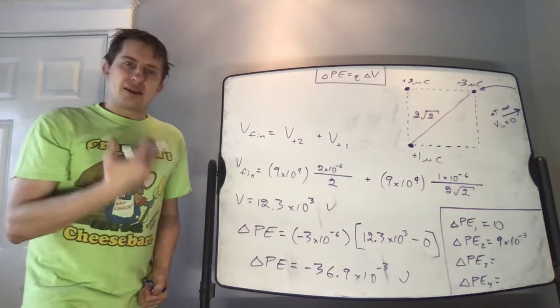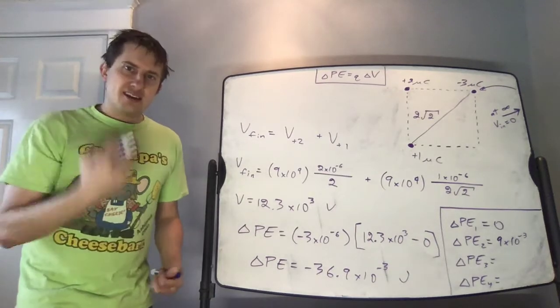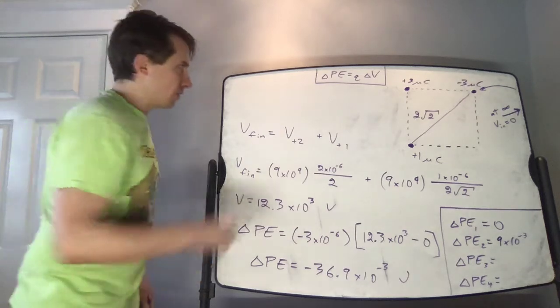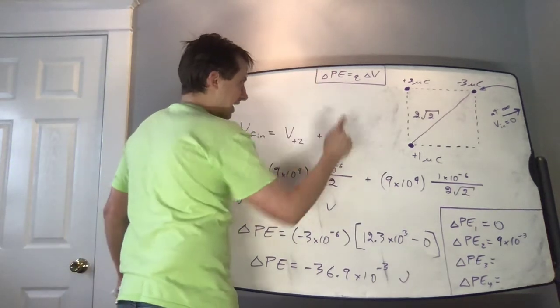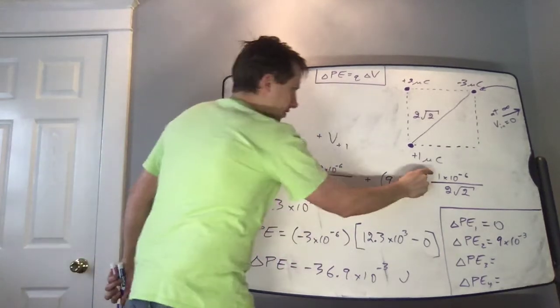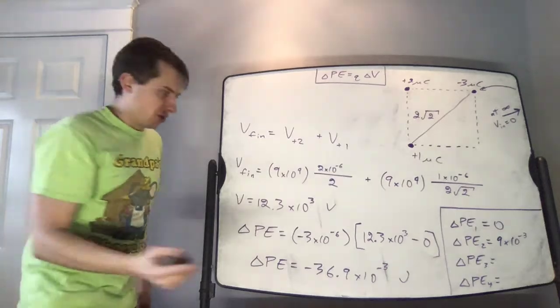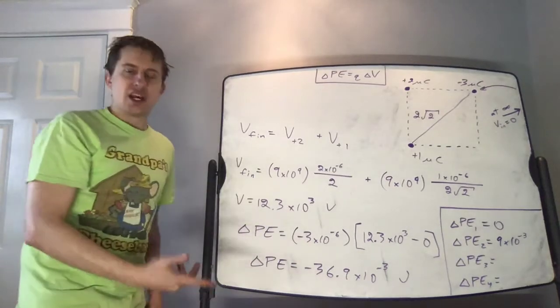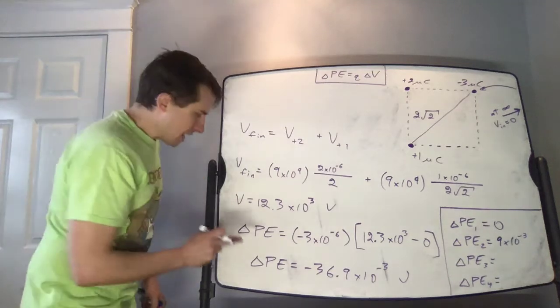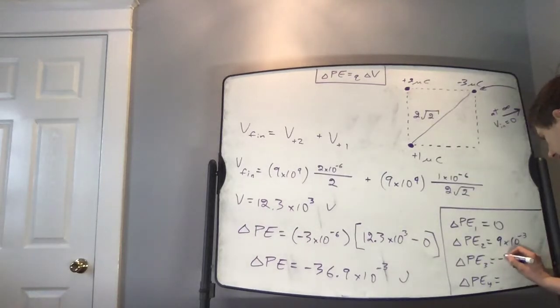At this point, I am going to pause and say it is very important that we always keep the sign of the charges when we plug in numbers for Q and for delta V. If we have positive charges, we will have positive numbers. If we have negative charges, we will have negative numbers. The change in potential energy could be positive or negative. So I found a change in potential energy of negative 36.9 times 10 to the negative 3 joules.